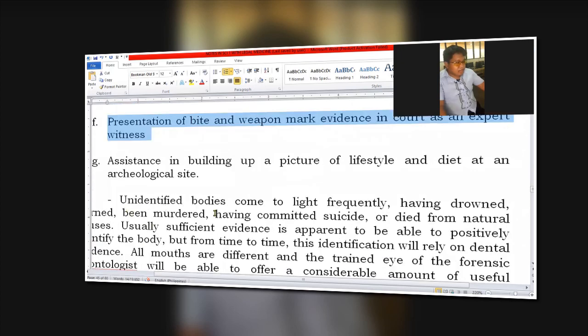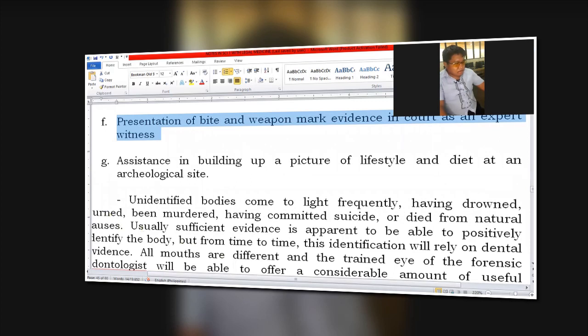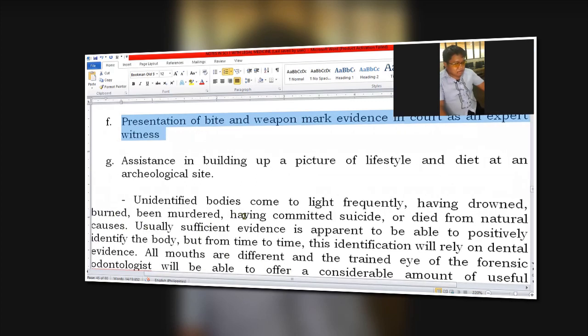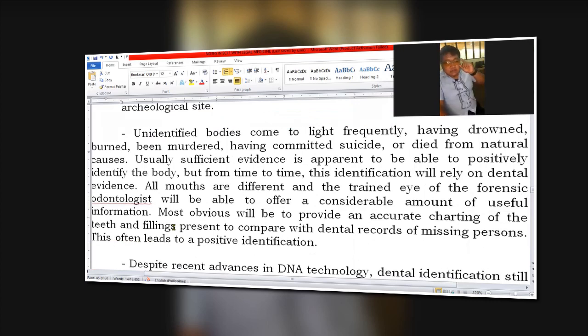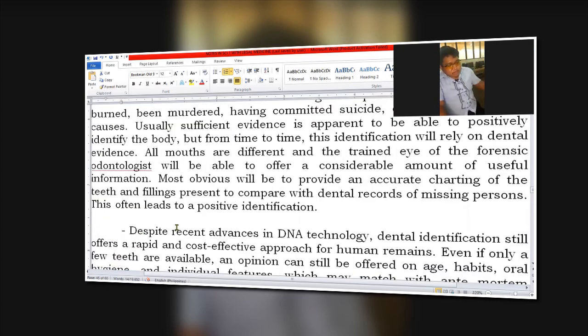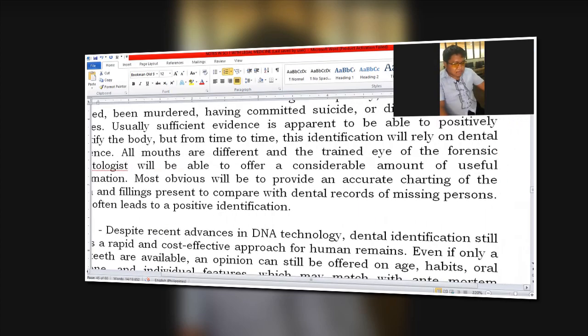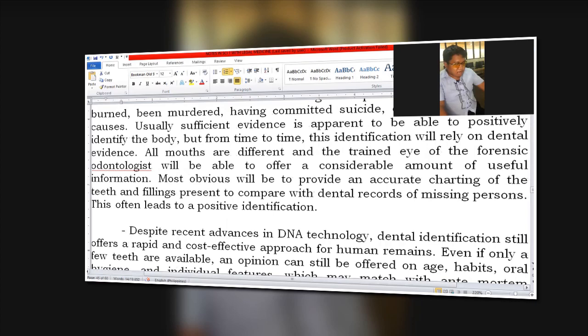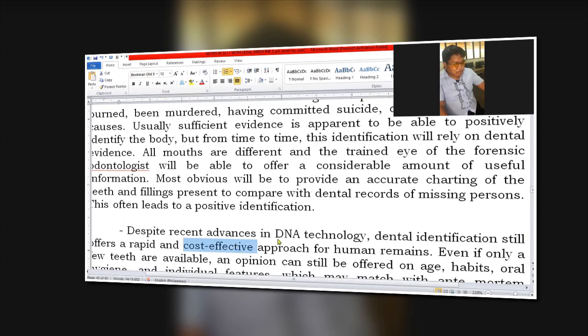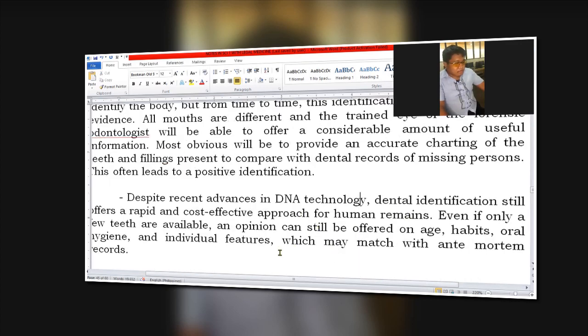Unidentified bodies come to light frequently, having drowned, burned, murdered, or having committed suicide. In these cases, forensic odontology can be used. What is involved is the teeth. Despite recent advances in DNA technology, dental identification still offers a rapid and cost-effective approach for human remains. Cost-effective because it is not very expensive compared to DNA. DNA is expensive, the most expensive one. So do not forget that.